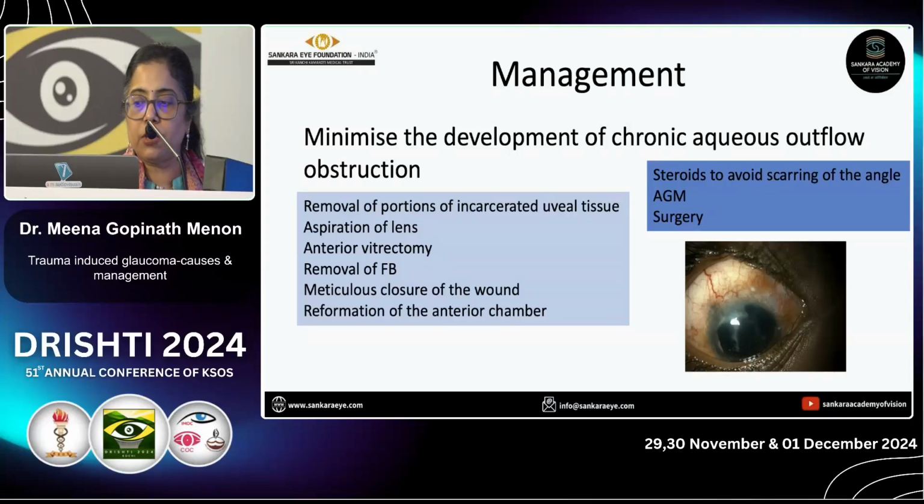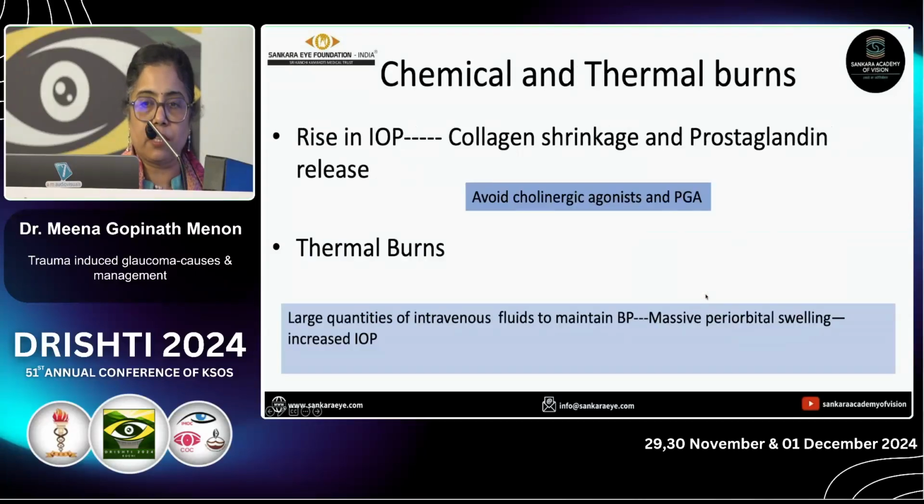This is a patient in whom I have done a trab, but it's almost a flat scarred bleb and the pressures are going up. So we are planning for a shunt. Chemical and thermal burns: usually there can be a rise in IOP due to collagen shrinkage and prostaglandin release. As in any other case, avoid cholinergics and PGAs. Thermal burns, why do they cause an intraocular pressure rise?